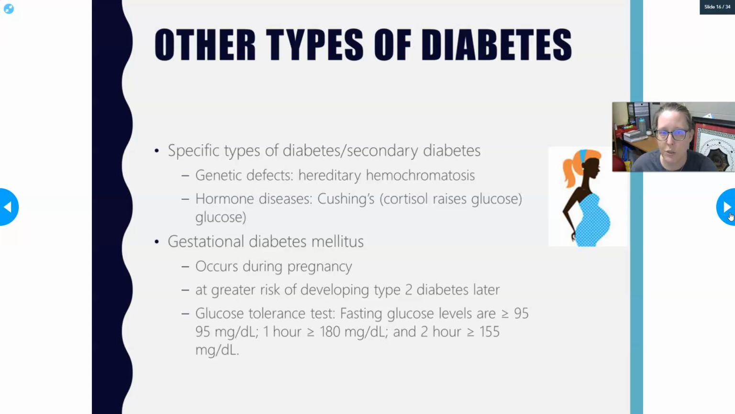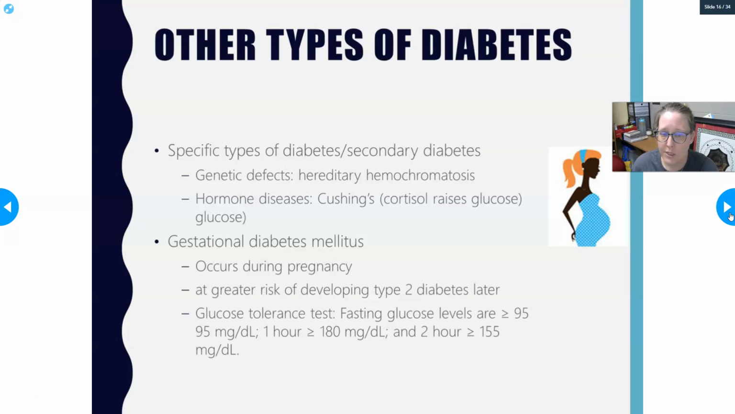So there's some that can be due to genetic defects, like we looked at in hereditary hemochromatosis, both in the blood and the liver chapter. Because of the iron accumulation, it damages the liver and it can lead to diabetes. And hormone diseases such as Cushing's can cause diabetes because cortisol raises glucose. Also, patients that are on cortisone can have raised glucose levels, and you can think that they're diabetic when actually it's because of the glucocorticoids that they're on.